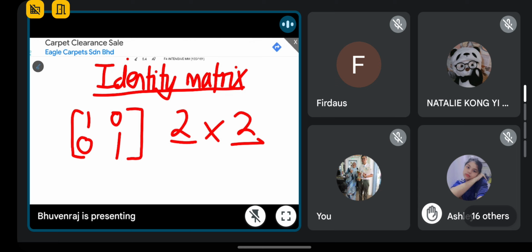Ini cara soalan tanya. Apa susunan matrix? Jadi kamu kena cakap 2 kali 2. Okay, this is the shape. Shape or order, same thing.